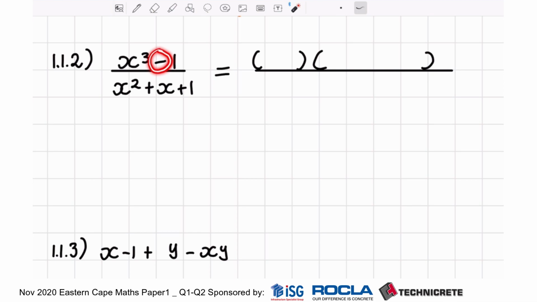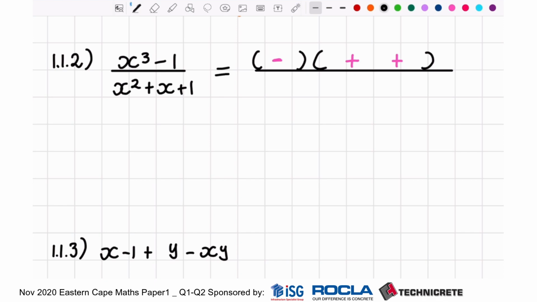So if the sign of the original expression was negative, like I've got here, then I know that the sign in the first bracket is always going to be the same. So I'm going to have a negative in the first bracket. And then for the second bracket, the first sign is going to be the opposite of what the original sign was. So if I've got a negative here, I'm going to have a negative in the first bracket. But in the second bracket, the first operation is going to be a positive. And then the second operation is always going to be positive as well.